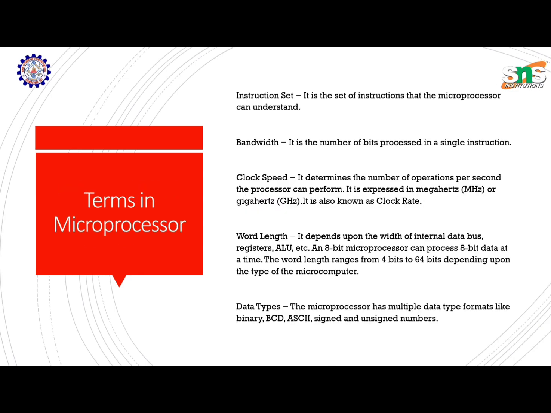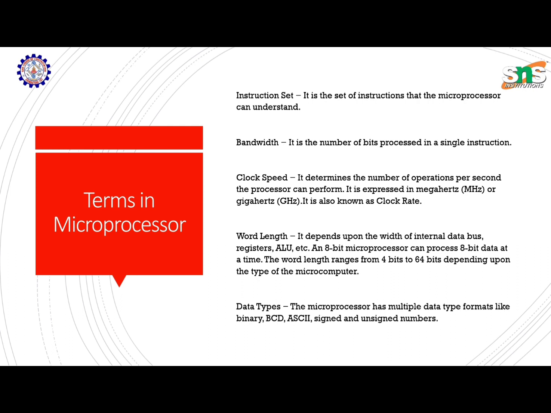Next, terms in microprocessor. Instruction set. It is the set of instructions that the microprocessor can understand. Bandwidth. It is the number of bits processed in a single instruction. Clock speed. It determines the number of operations per second the processor can perform. It is expressed in megahertz or gigahertz. It is also known as clock rate.